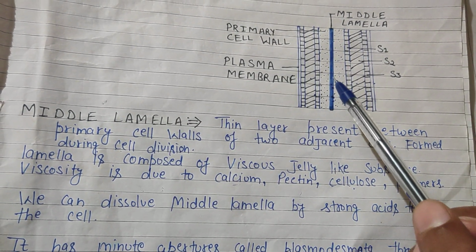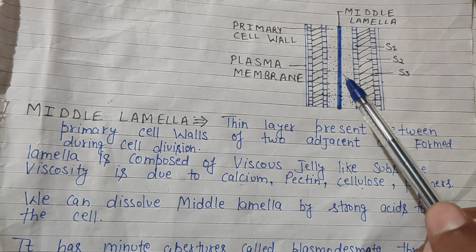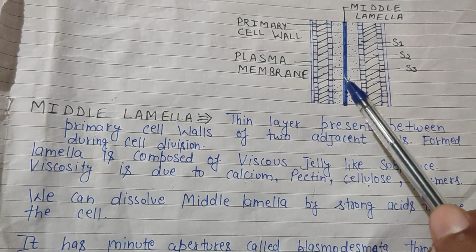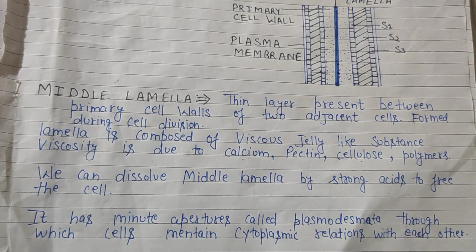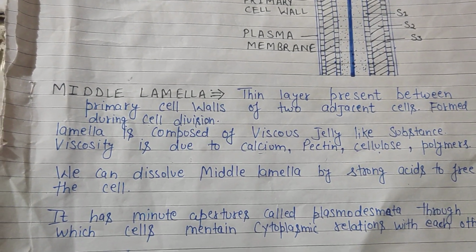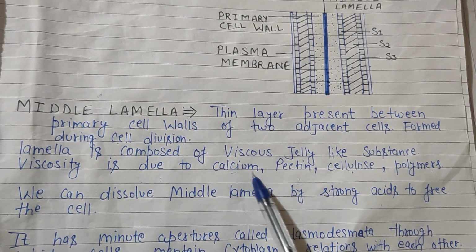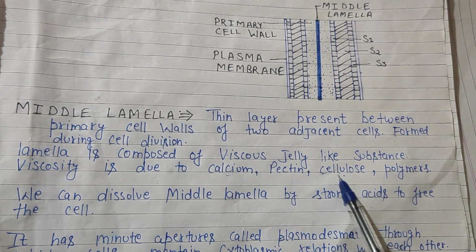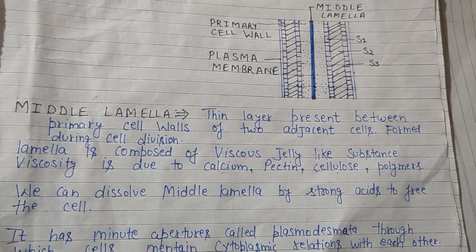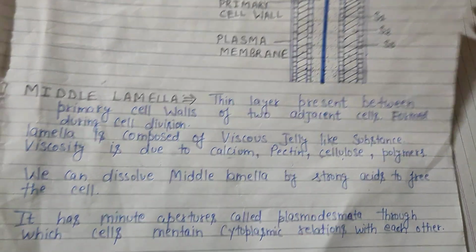And middle lamella originates during the cell division, and it persists even after the cell division. This is a very viscous substance, and viscosity is because of the presence of calcium, pectin, cellulose and some other polymers. Now we will have a look at the primary cell wall.